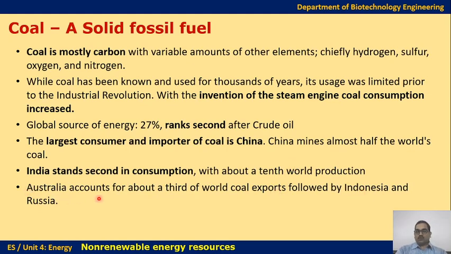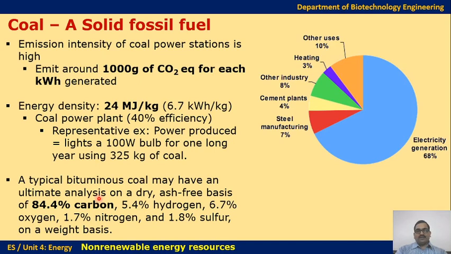If you look at the emission intensity, how much carbon dioxide it can emit, it produces a lot of environmental concern. Imagine you have used coal to produce 1 kilowatt hour of energy. Meanwhile, you would have produced 1000 grams, that's 1 kg, of carbon dioxide and released it to the atmosphere. Now, the energy density of coal: you take 1 kg, you have 24 megajoules, or you can call it 6.7 kilowatt hours. So nearly 40% efficiency is there for each coal power plant. It cannot go beyond 40%.